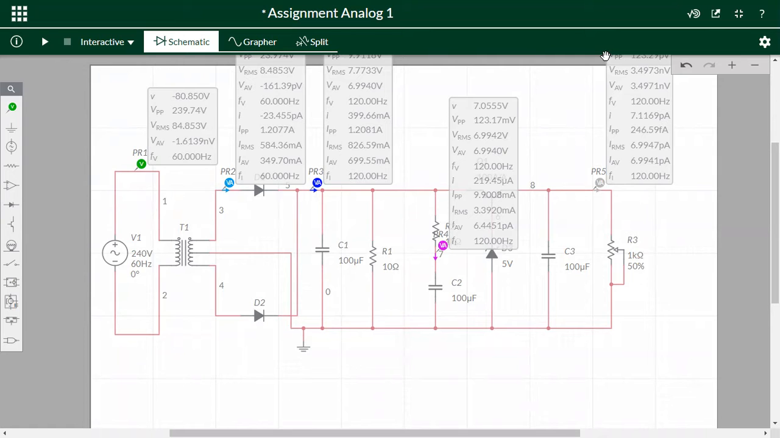I'm Najwa and my partner Jason will present our analog assignment. So I will explain about the full wave rectifier with capacitor filter. The main function of a full wave rectifier is to convert an AC to DC.